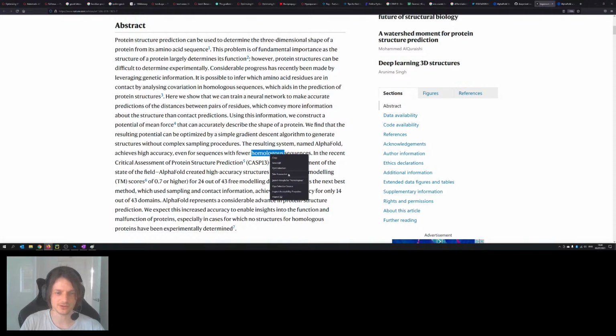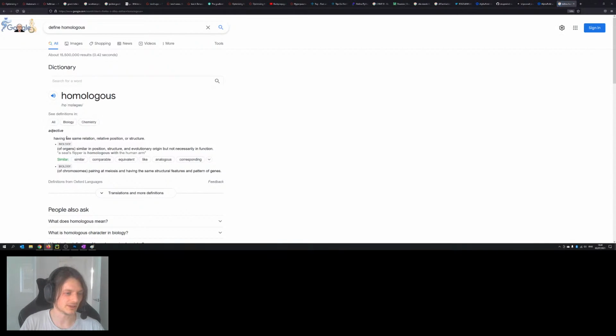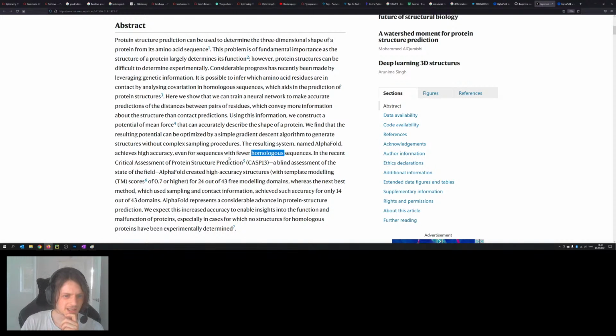Damn, guys, I am so sorry. I just want to absolutely be sure I know this word now. Having the same relation, relative position or structure. Cool. With fewer similar sequences. With fewer similarities.